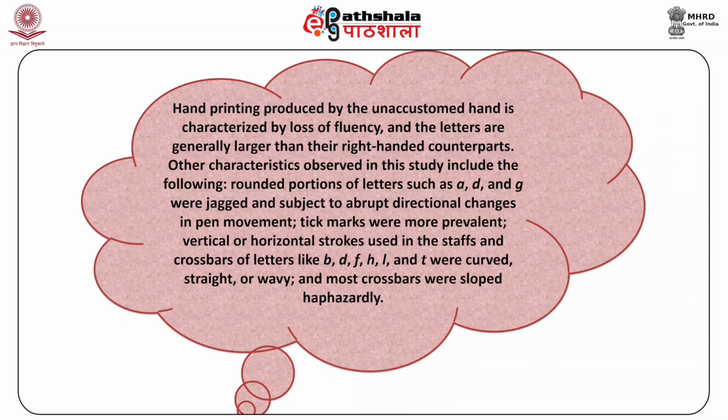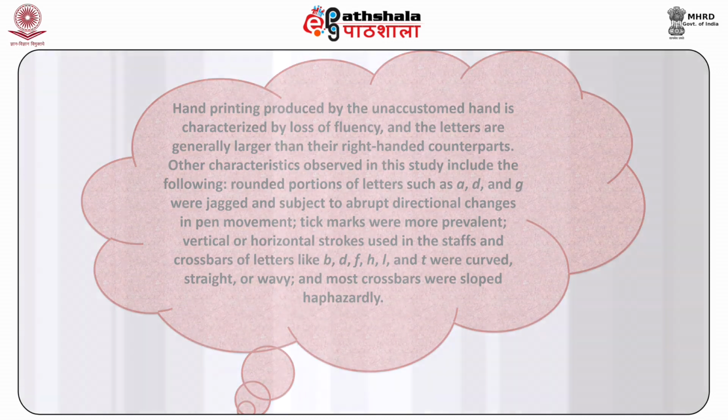Other characteristics observed in the study include the following. The round portions of letters such as A, D and G were jagged and subject to abrupt directional change in the pen movement. Tick marks were more prevalent. Vertical and horizontal strokes used in the staffs and crossbars of letters like B, D, F, H, L and T were curved, straight and wavy, and most crossbars were sloped haphazardly.